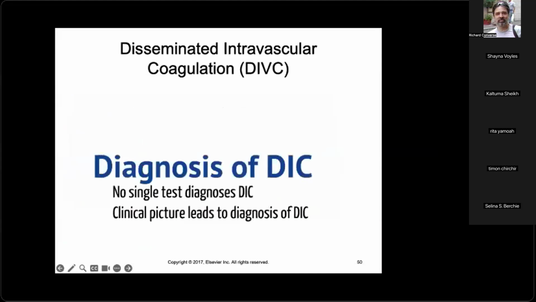No single test diagnoses DIC. Really, you need to look at the entire clinical picture to lead you to a diagnosis of DIC. That includes the history, the physical, the labs. Next, we look at labs that are commonly associated with DIC. And then we will take a look at a scoring system that can help aid us in our diagnosis.